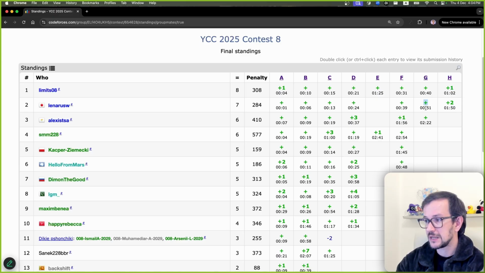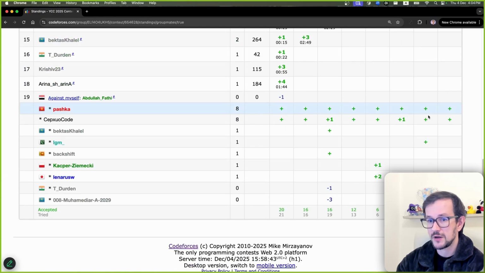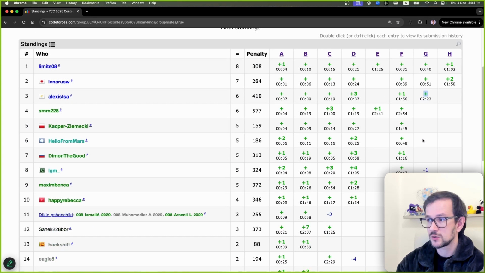Problem G is quite standard. It's pretty much standard dynamic programming, so probably if you didn't solve problem E during the contest... Alex solved it, nice. If you didn't solve it during the contest, I highly recommend to upsolve it because it is very standard. Something like this happens a lot of the time.